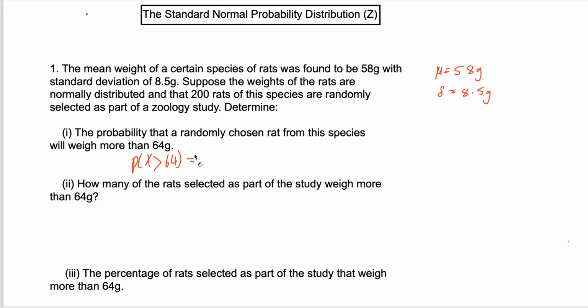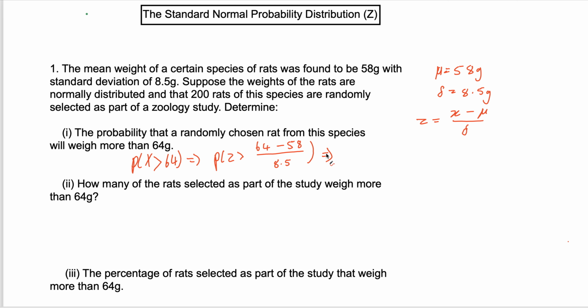Note that we have to transform the X value to have P of Z greater than whatever. Remember our transformation formula is Z equals X minus the mean, divided by the standard deviation. So we just put that 64 in there: 64 minus 58, divided by 8.5.